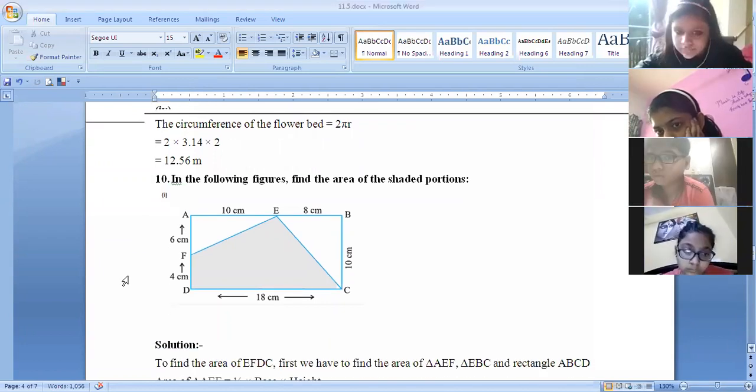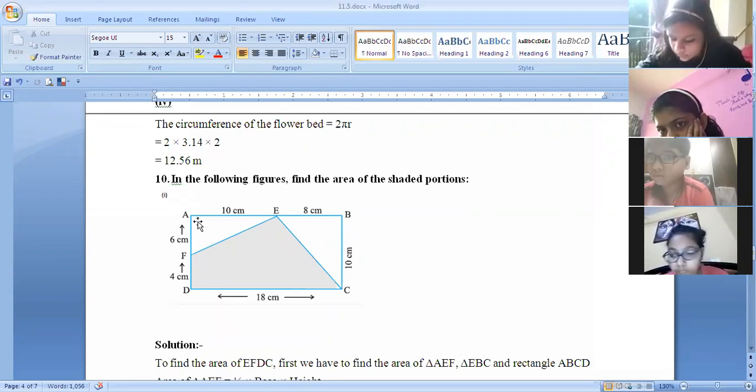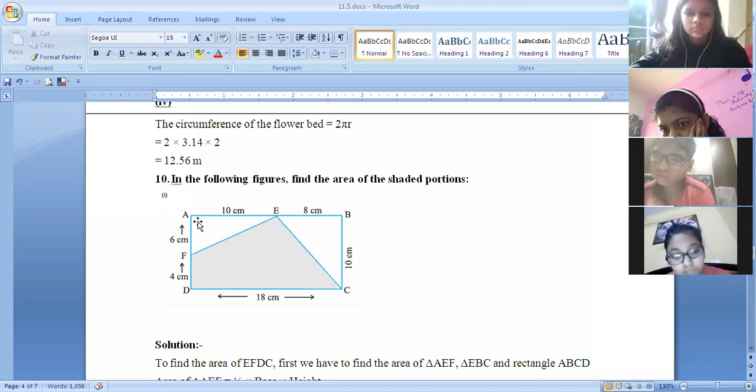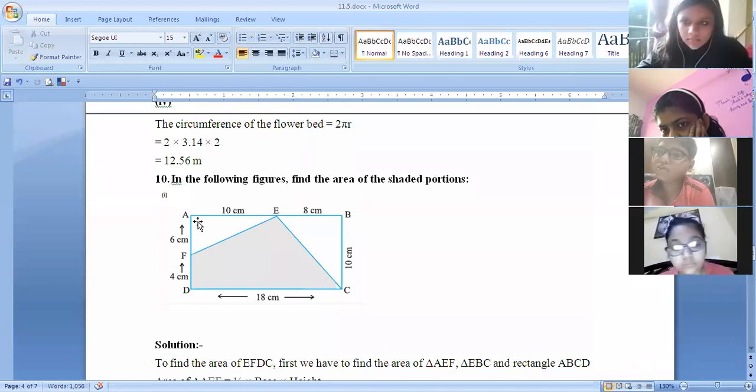So then we'll find out the area of this triangle AEF. Half into base into height. The formula, apply the formula half into base into height. Area of a triangle. Yes, that's right, Kavya. Very good, Mahi. Your answers are right.